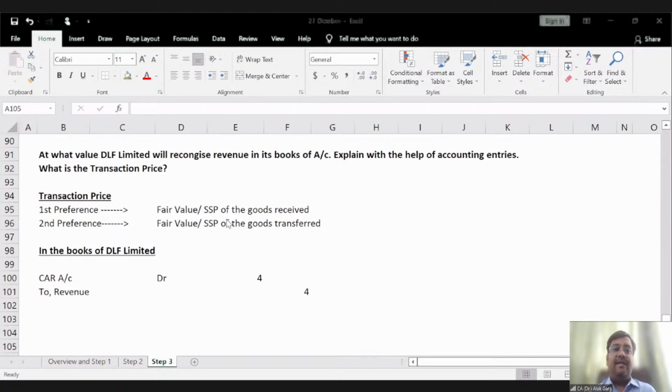Okay. So friends, let me conclude the session for the day, right? So tomorrow is the last and the 4th class of this standard. Tomorrow we will cover the last 2 steps, along with the consideration payable to the customer. The first 3 steps were very big steps, but the last 2 steps are very small steps, right? So tomorrow we'll cover step number 4 and step number 5, and we will also cover the consideration payable to customer.